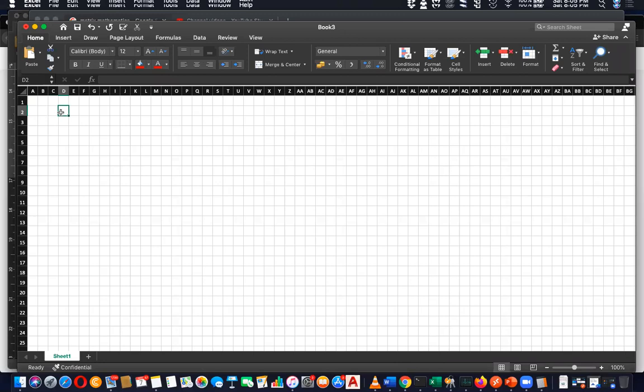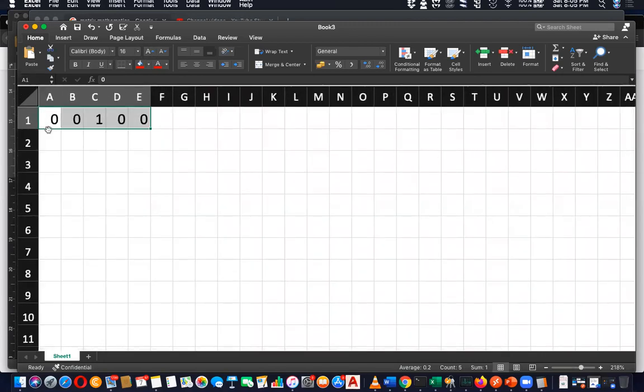Let me draw a matrix. And this is my matrix. 1, 0. These are the matrix numbers. I'm going to use this matrix. This is a very small one. 0, 0, 1, 0, 0. Please write the same numbers. Let me zoom this. Please write the same numbers.